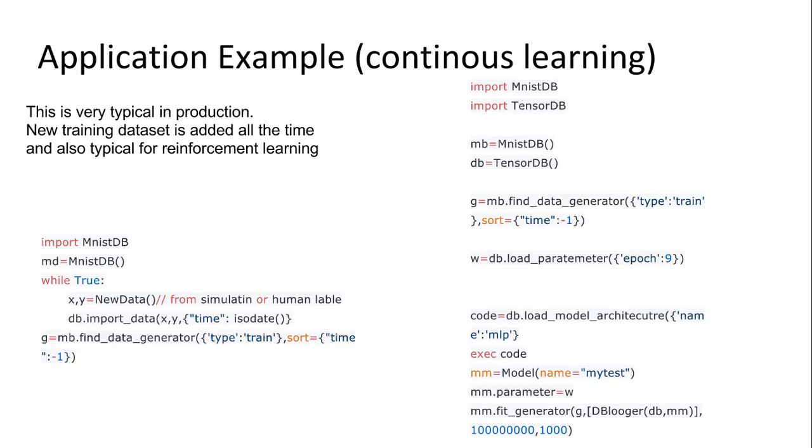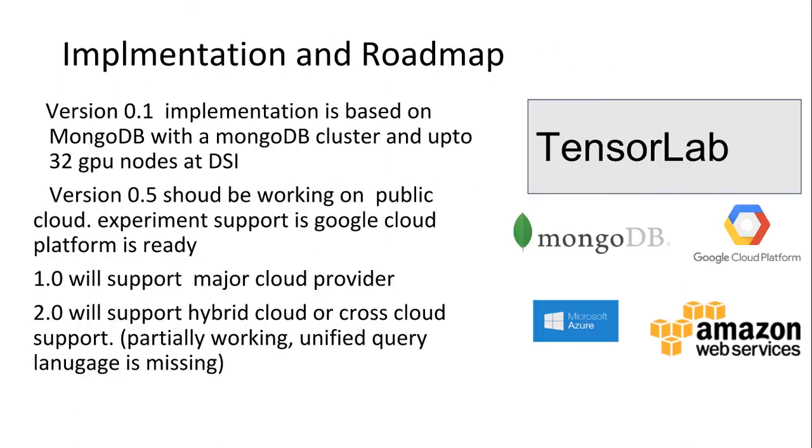Another example is that we want to make machine learning continuous. This has great application value because when your machine learning system is deployed, new training data will be added. Also, this is a typical application for reinforcement learning. So in the TensorLab system, we have a data import interface. New data keeps on importing, and the data streamer keeps on popping up the new data. So this can be implemented without changing one line of code.